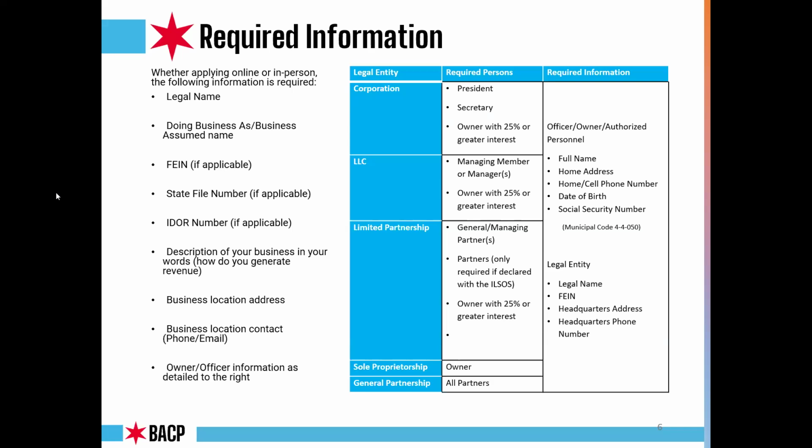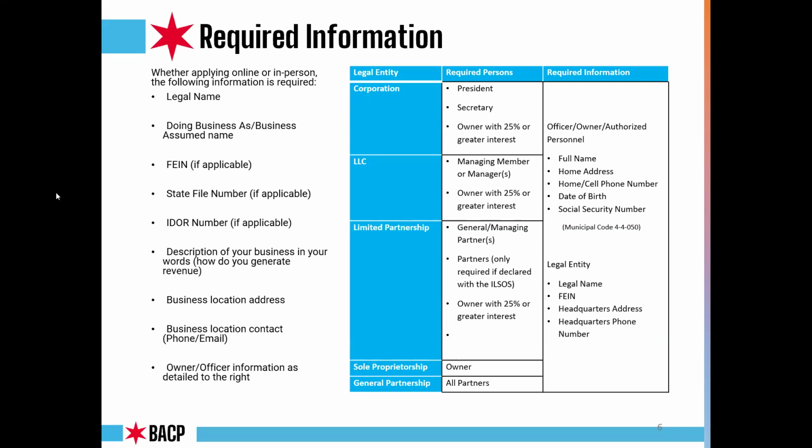So what do we mean by the required information? If you are an officer, an owner, or an authorized person to sign on behalf of the account, we are going to need your full name, your home address, your home or cell phone number, your date of birth, and your social security number. And just so you're aware, this is non-negotiable, as this is required in the municipal code, section 4-4-050.